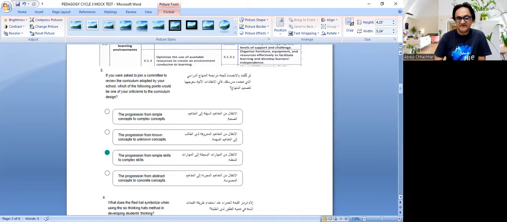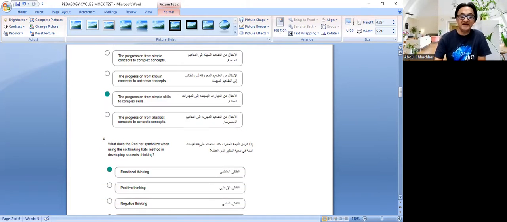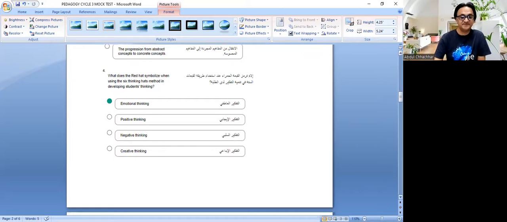I'll go directly to the answer first. We teach skills, we don't teach the concept. So the progression from simple concepts to complex concepts, and the progression from simple skills to complex skills, these are very close answers. So the number one is used as a distractor. However, 2 and 4 are the wrong answers. So the correct answer is the skills, because we teach skills and their criticism will be the skills.